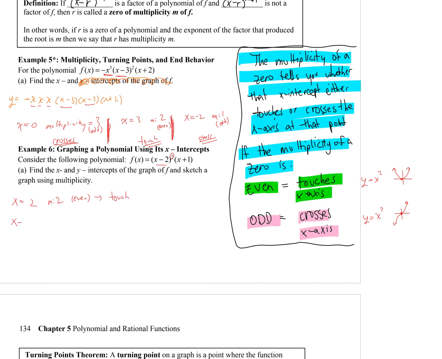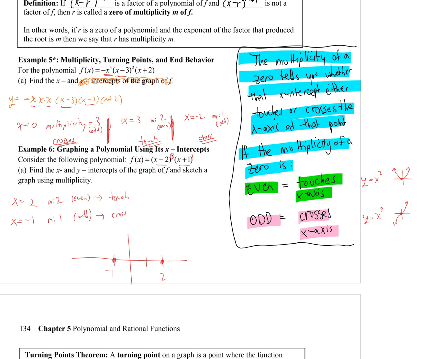And for the x equals -1 solution for the second factor, the power of that factor is 1, so the multiplicity of that solution is also 1. It's the same as the power, which is an odd multiplicity, which implies it's going to cross the x-axis at x equals -1. So if you had a quick little graph, I know you're supposed to find the y-intercept, but we're not going to worry about that. We're going to say -1 is here, and 2 is here. These are x-intercepts, so I'm going to put dots on there.